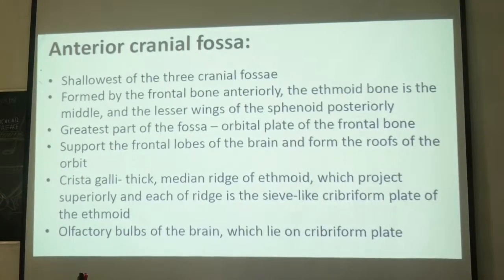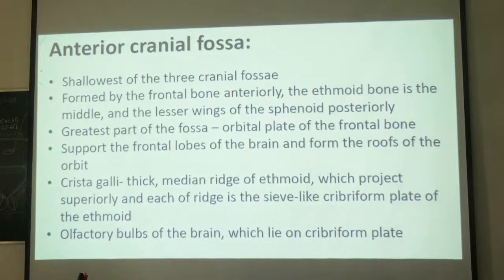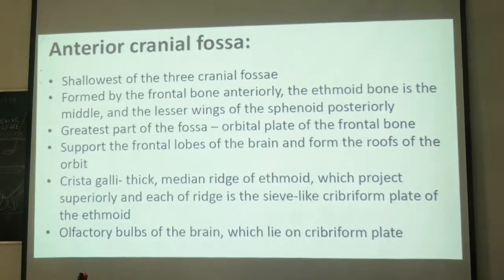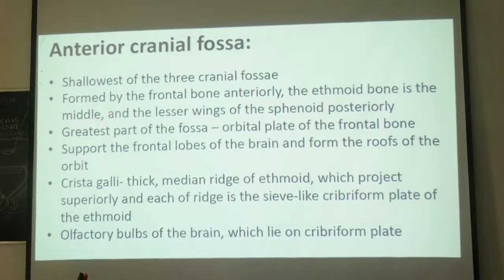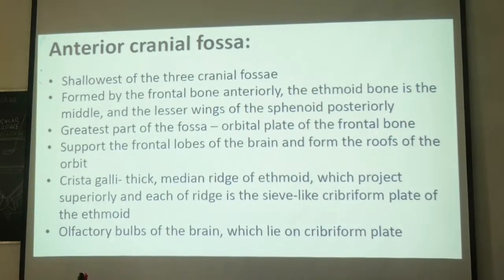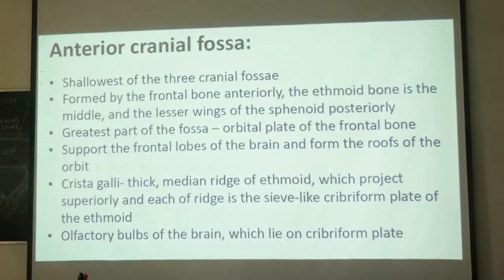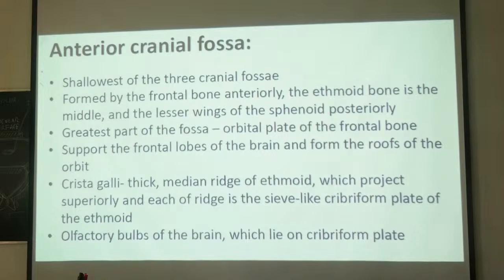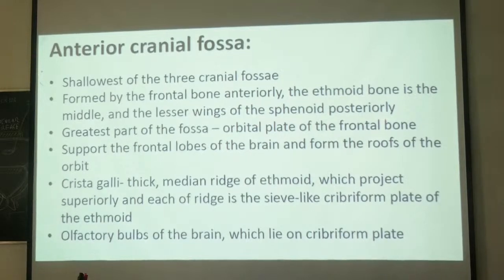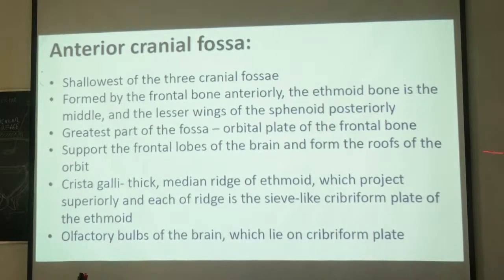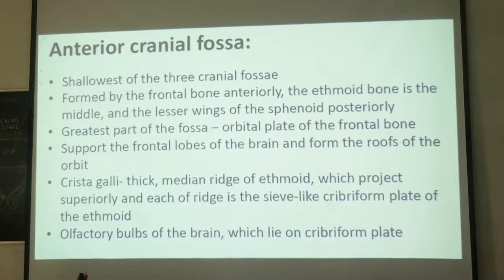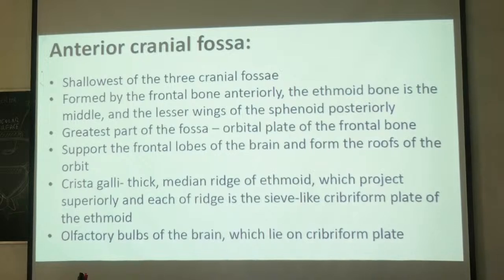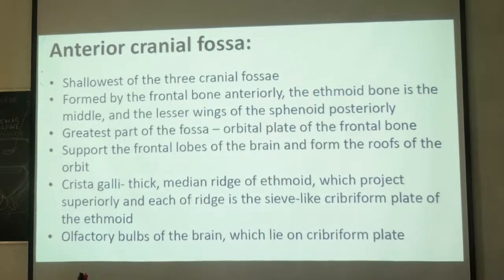First, the anterior cranial fossa. It is the shallowest of the three cranial fossae and is formed by the frontal bone anteriorly, the ethmoid bone in the middle, and the lesser wings of the sphenoid posteriorly. The greatest part of the fossa is formed by the orbital plate of the frontal bone. What is its function? It supports the frontal lobes of the brain and forms the roof of the orbit.